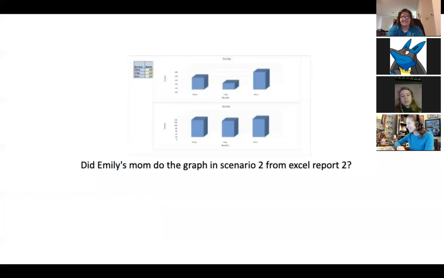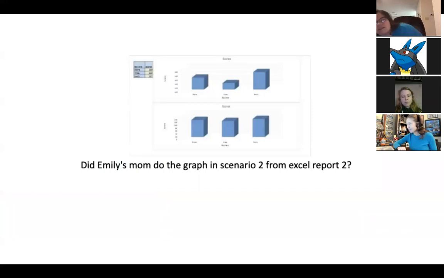Yeah, I think she did, because in the first graph it shows that Emily did better than the other two bowlers. But then when we redid the graph with the right numbers, it shows that she didn't do any better than the rest of them. Oh, I see that. So the first graph at the top, that's the one that Emily's mom could have done, because at the bottom, it doesn't show that Emily is really much better than the other two. You're right.